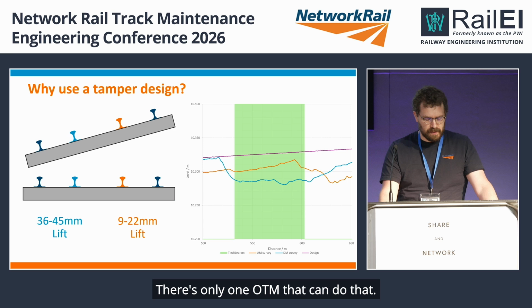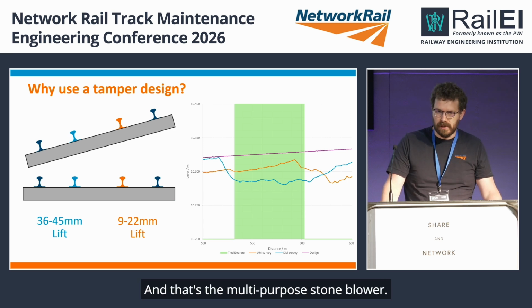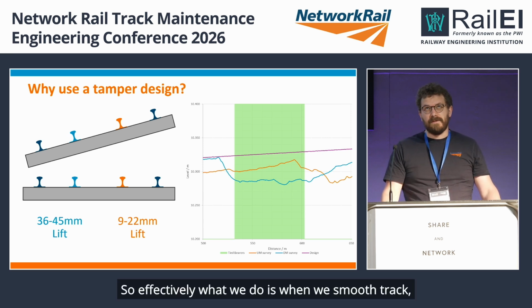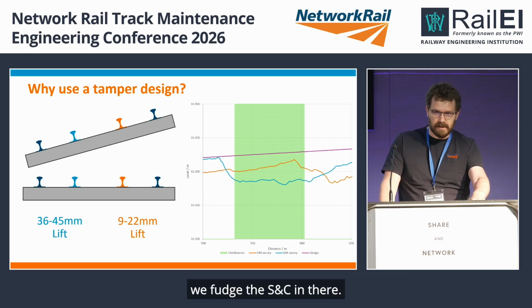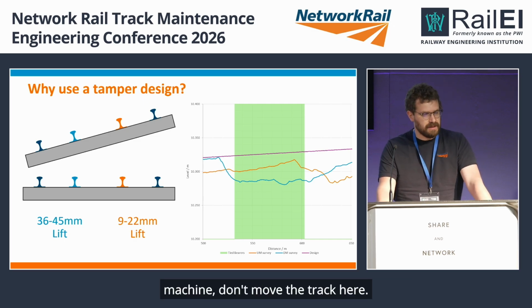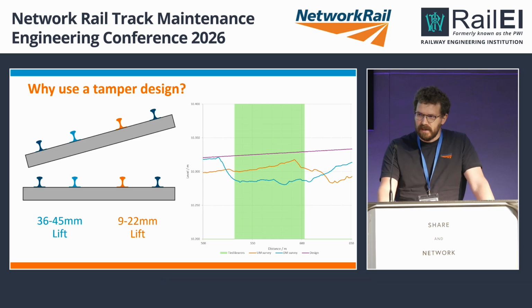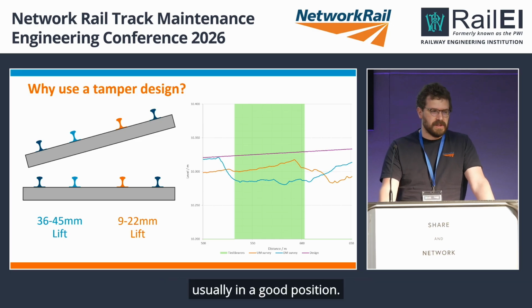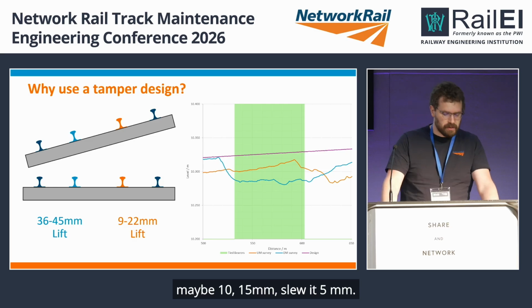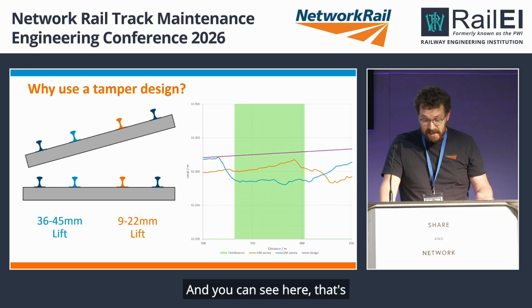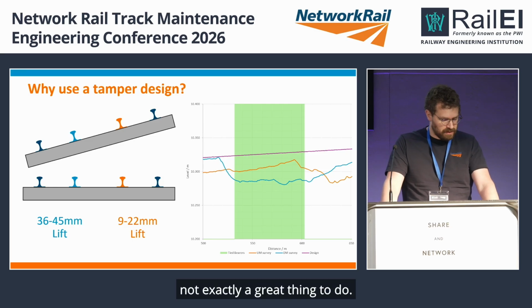There's only one OTM that can do that, and that's the multi-purpose stone blower. So effectively what we do is when we smooth track, we fudge the S&C in there. We tell the tamping machine, don't move the track here, because the long bearers are usually in a good position. And so we say, lift it maybe 10, 15 mil, slew it 5 mil. And you can see here, that's not exactly a great thing to do.